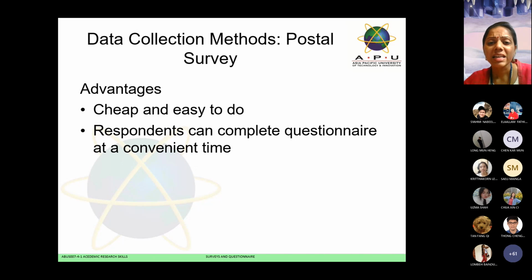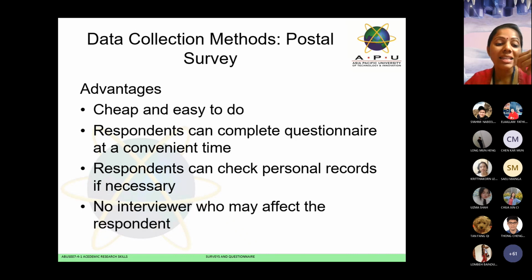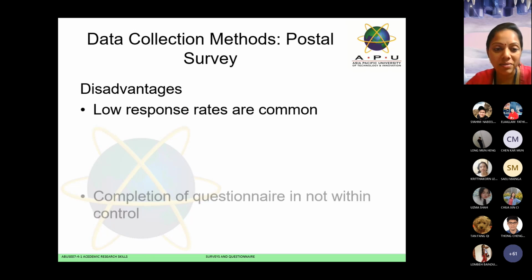And then respondents, if it's a postal survey, somebody posts a letter to you, okay, now fill out all this form. You know what is the problem? It's not a problem yet. The good thing is you can take your own time to reflect, you know, to check some records and all that. Like checking personal records and then you can respond. Okay, and no interviewer may be affecting you as a respondent, meaning nobody's going to influence you because it's just you and the paper. Okay, but the problem is people don't really respond to postal survey.